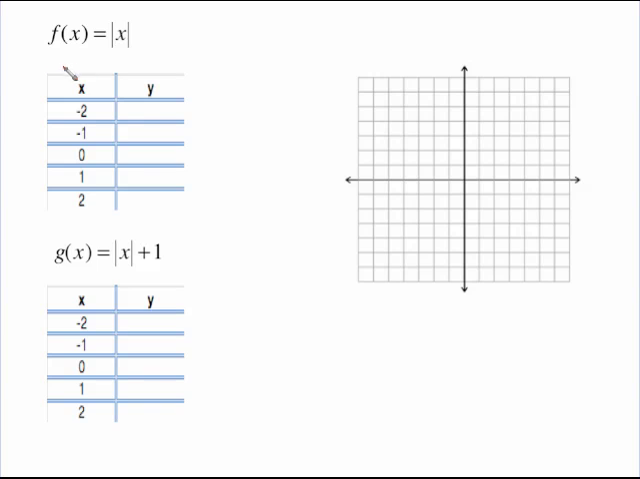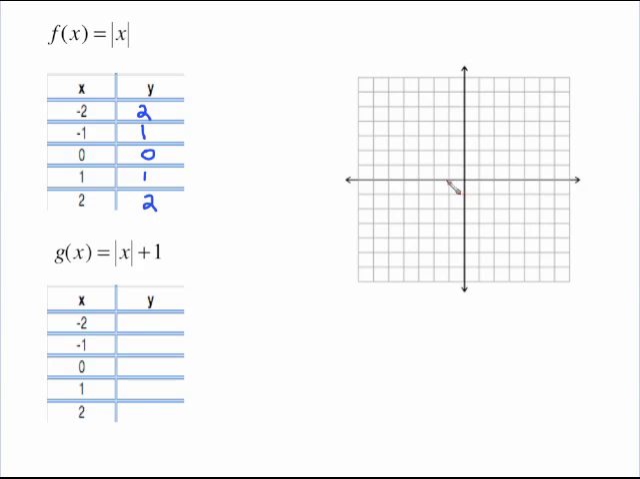Another function to begin with, f of x equals the absolute value of x. So we're going to plug these numbers in and take the absolute value. Taking the absolute value will turn all of our numbers positive. Putting -2 in here, absolute value of -2 is 2. Absolute value of -1 is 1. Absolute value of 0 stays 0. And then these are both 1 and 2.